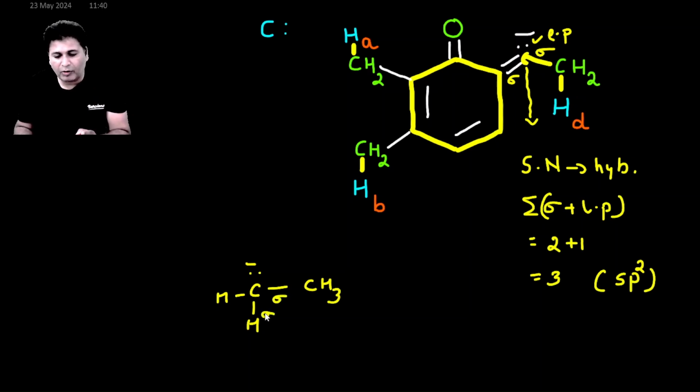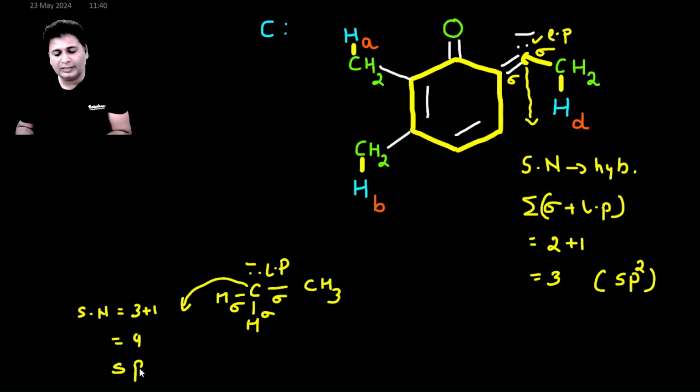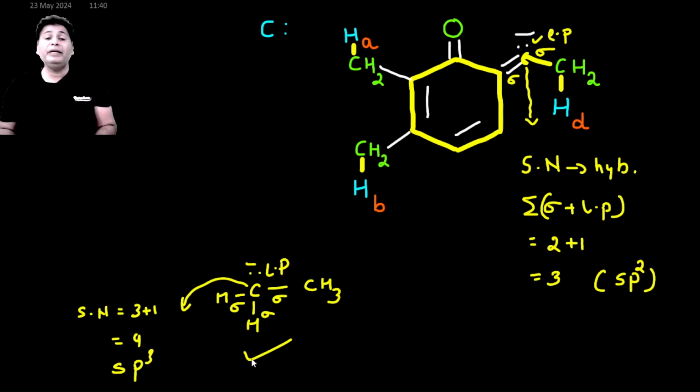If you find this situation, you have a sigma bond here, a sigma bond here, and a lone pair. If you see the steric number, again you have to count all the sigma bonds and the lone pair. So 3 sigma and 1 lone pair, it comes as 4. So hybridization is sp3. Now what is the difference between the carbanion being sp3 and the carbanion being sp2? Yes, there is a difference.